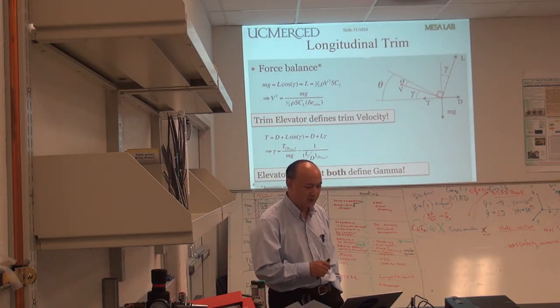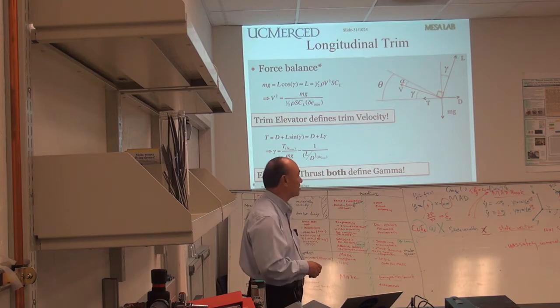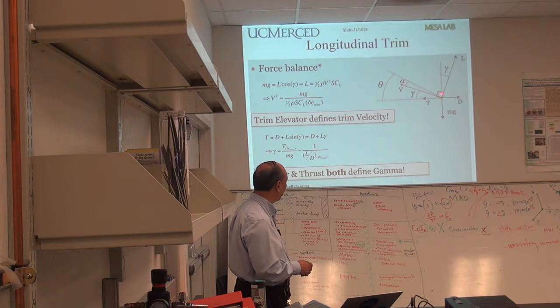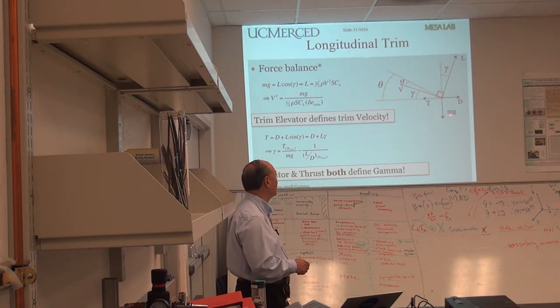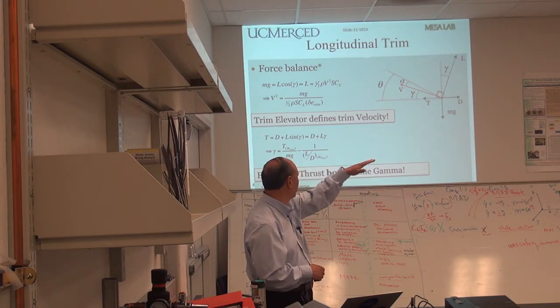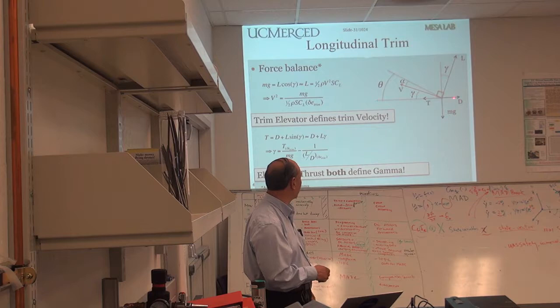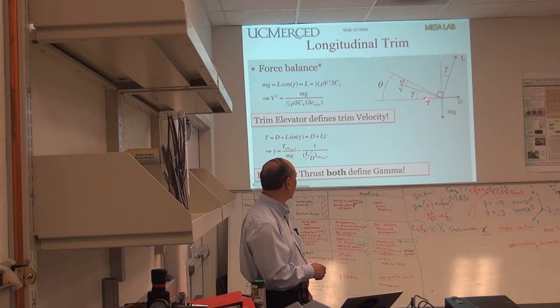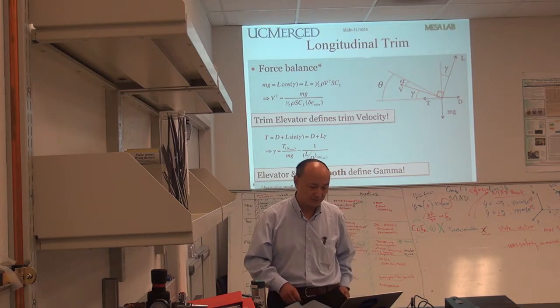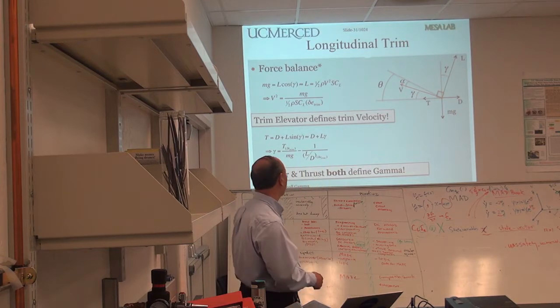So this is the moment balance. You can also look at the force balance, so you can lump everything in here. You have gravity, you have lift, and you have a velocity vector. Gamma goes like this. D is drag, T is thrust. V and alpha are the sideslip and angle of attack.